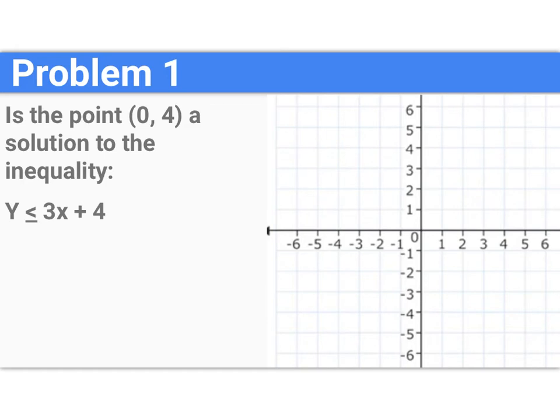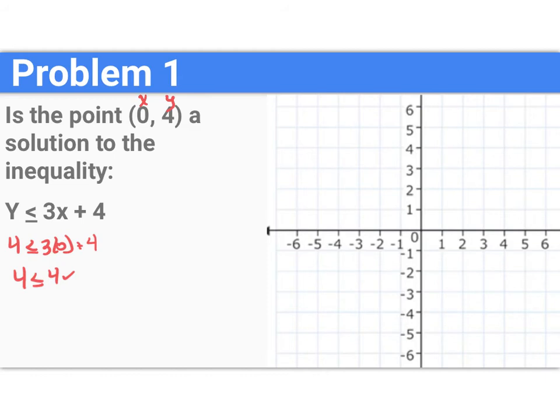Okay, is the point 0, 4 a solution to the inequality? There are 2 ways to solve the problem. You can just put the point in. In a point, your x is always first, your y is always second. So doing it the algebraic way, we do 4 is less than or equal to 3 times 0 plus 4. 4 is less than or equal to 4. So yes, it is.